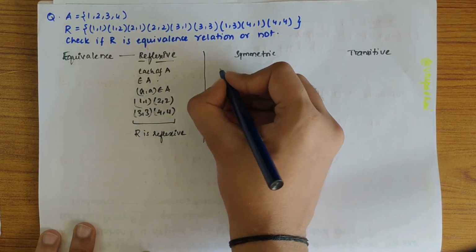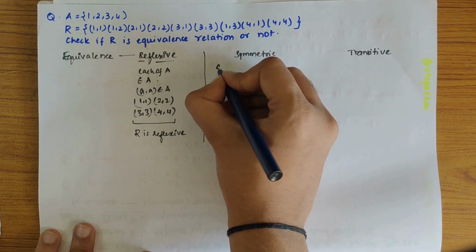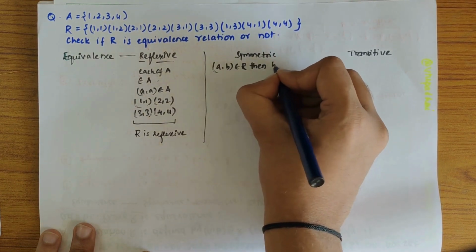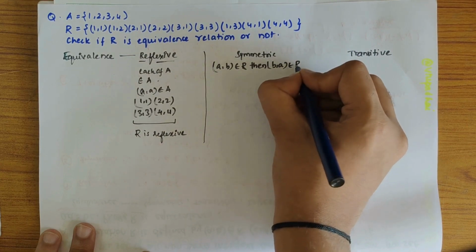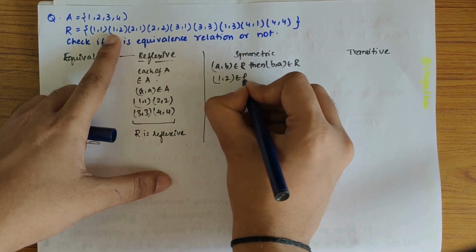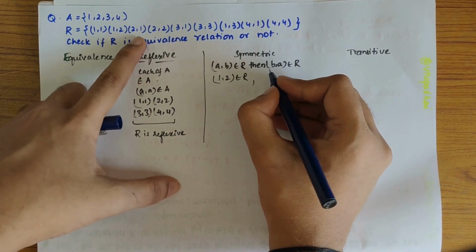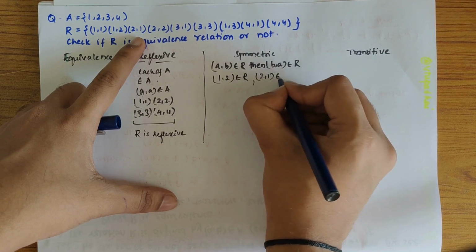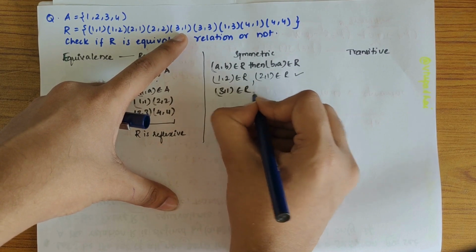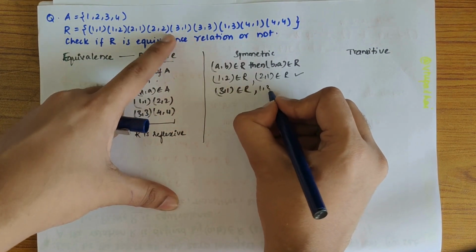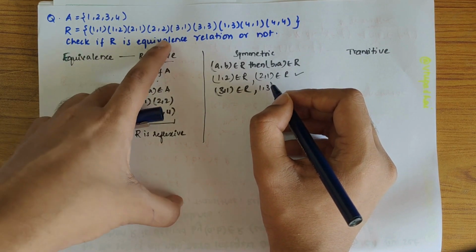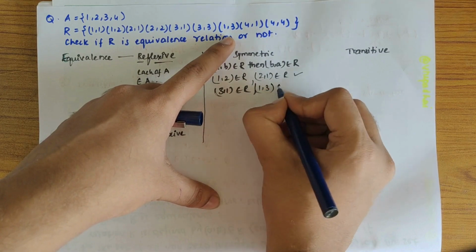Next we have the symmetric condition. We know that for symmetric, if (a, b) belongs to R, then (b, a) should also belong to R. Let's check. Let's take 1 comma 2 belongs to R. Similarly, does 2 comma 1 belong to R? Yes, 2 comma 1 belongs to R. Then we have 3 comma 1 belongs to R. Does 1 comma 3 belong to R? Yes, 1 comma 3 is there. 1 comma 3 belongs to R.